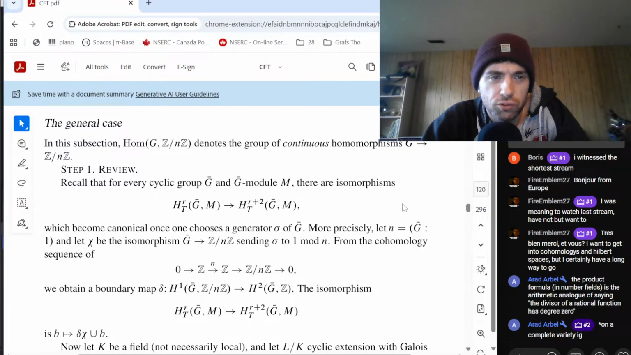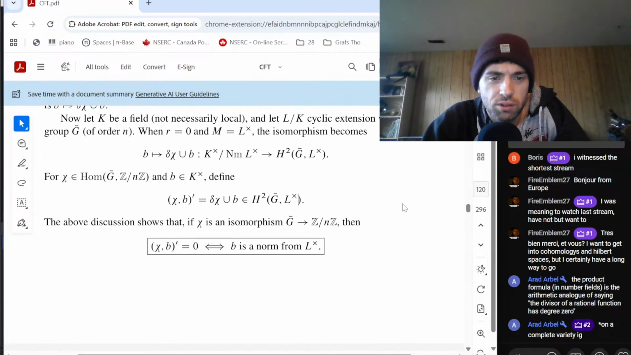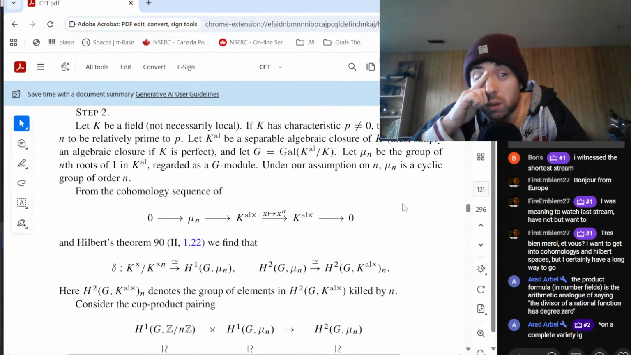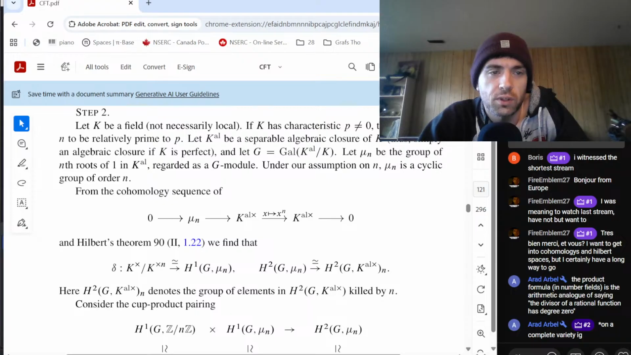I'm losing the forest for the trees here, though. Okay. So now if we suppose the characteristic is non-zero, we require n to be relatively prime to p. Take a separable closure, and let G be the roots of unity.